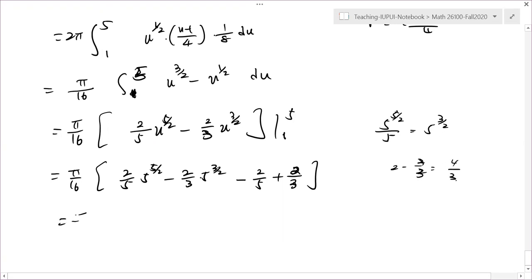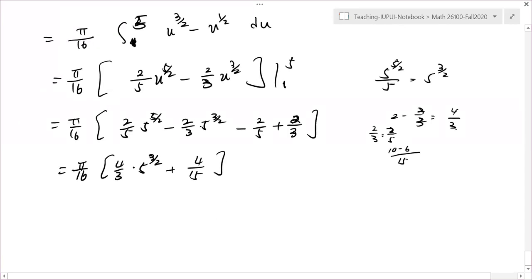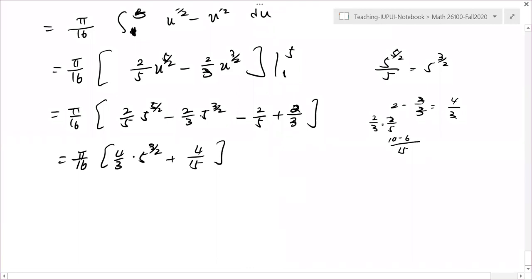Okay, so the answer is 4/3 times 5 to the 3/2, and what is the other one? The other one is 2/3 minus 2/5, 10 minus 6 over 15, it's going to be plus 4/15. Right, so this is the value, okay?